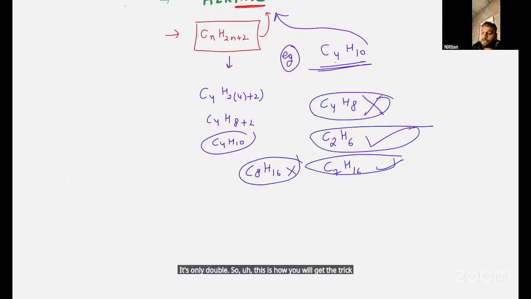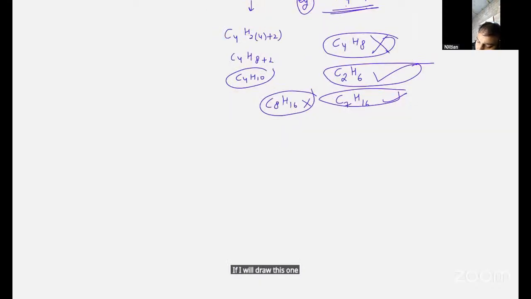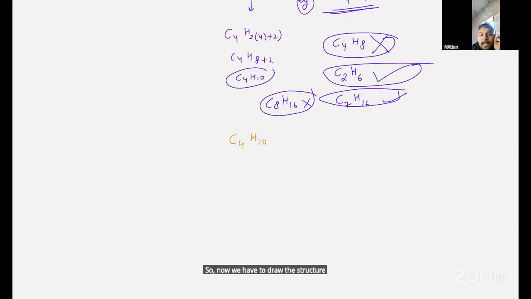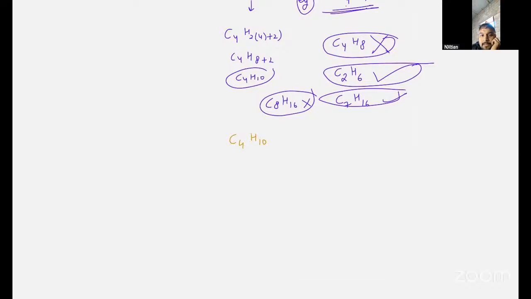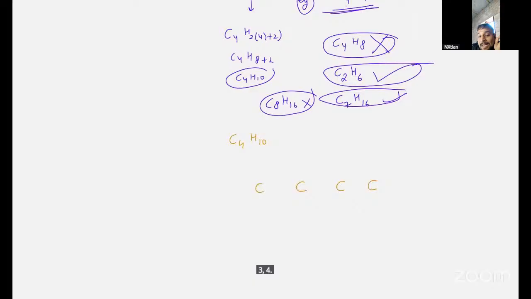Now I will draw the structure also. If I draw this one, C4H10, Jashwan, tell me, is it an alkane or not? It's an alkane, sir. So now we have to draw the structure also. How many carbon atoms are there? 4. So we write 4 carbon atoms, 1, 2, 3, 4. And because it's an alkane, every carbon will have single bonds between them.